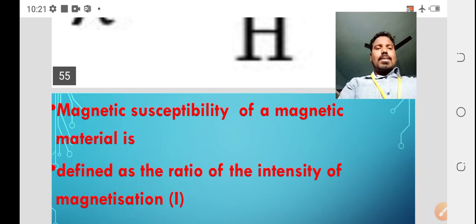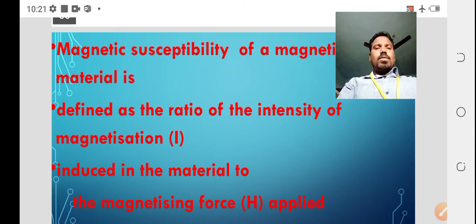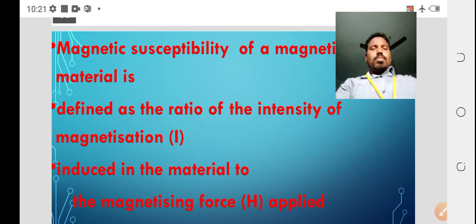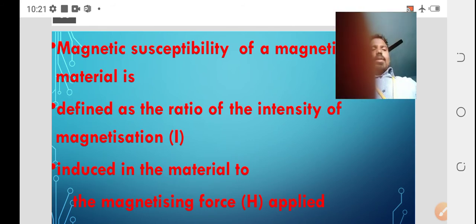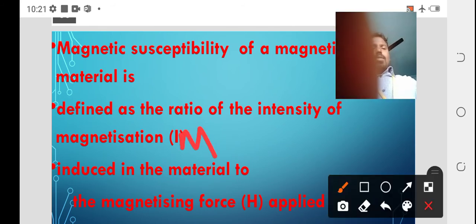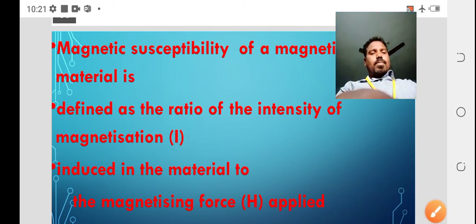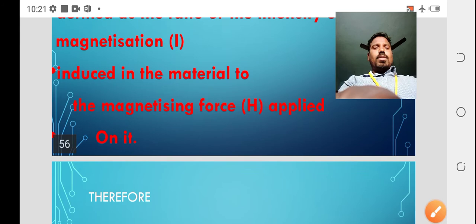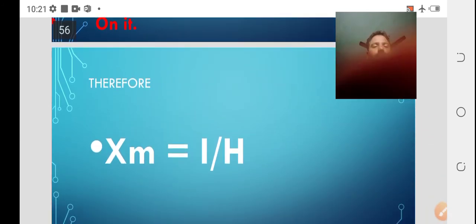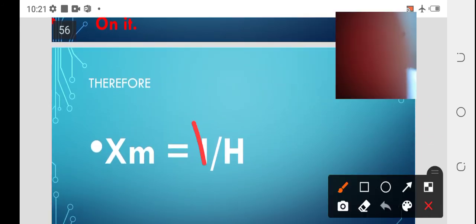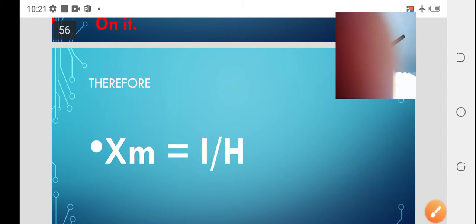The magnetic susceptibility of a magnetic material is defined as the ratio of the magnetic intensity M, again the same definition, and the magnetizing force H. So here what is H, what is M, we discussed. So this is M by H.